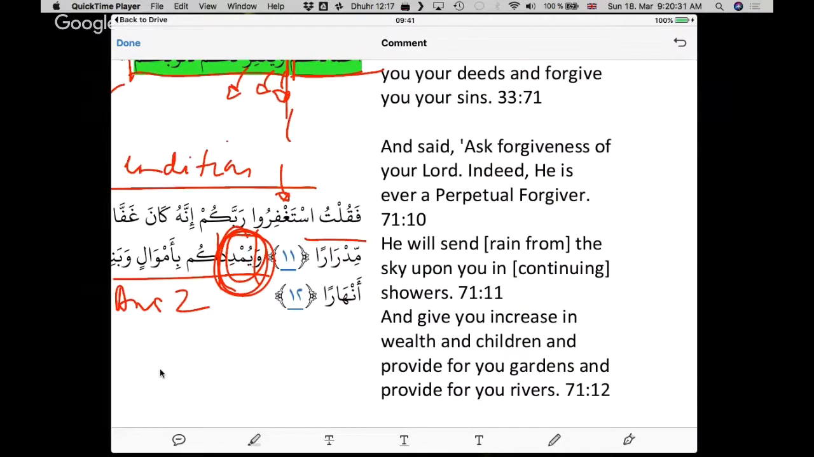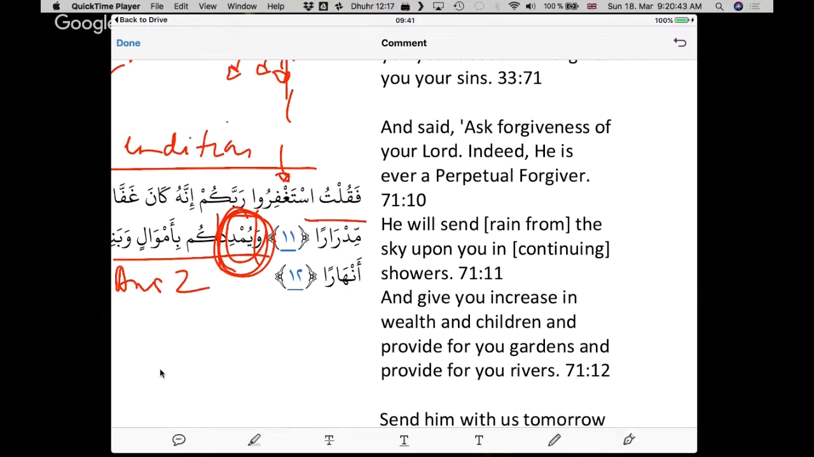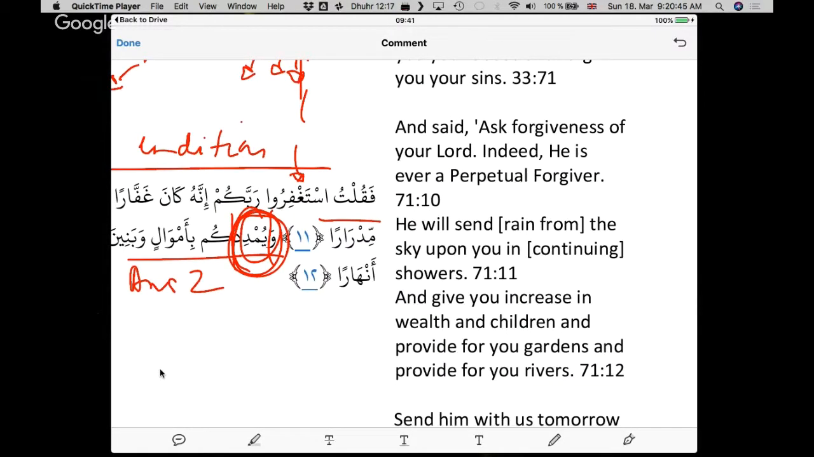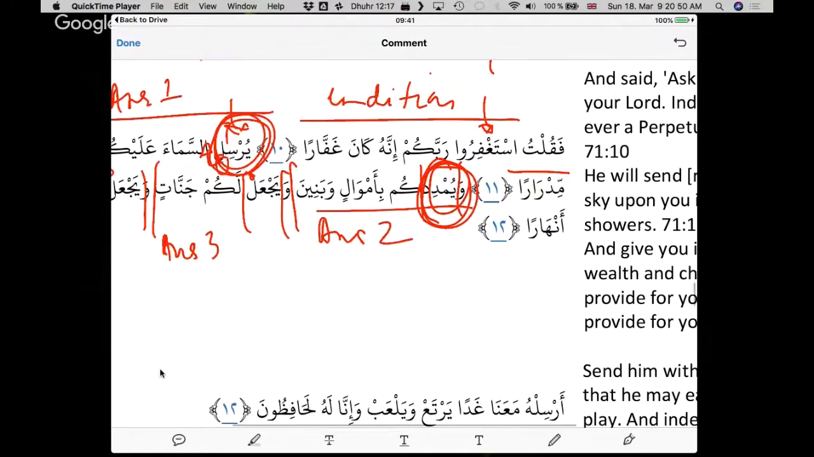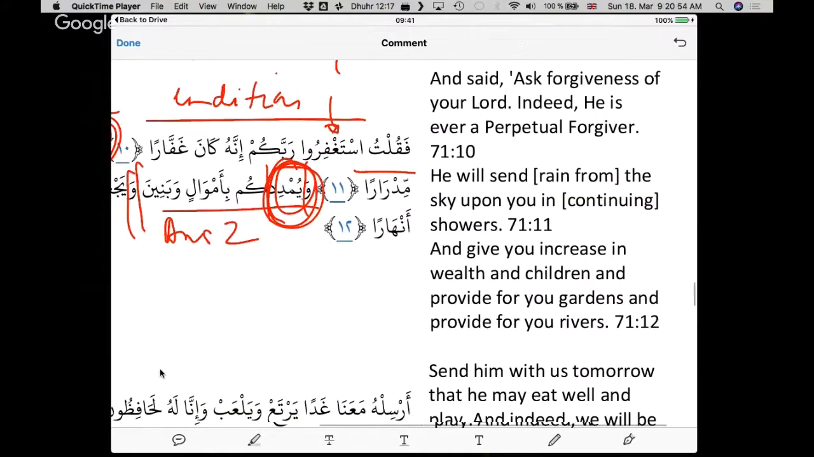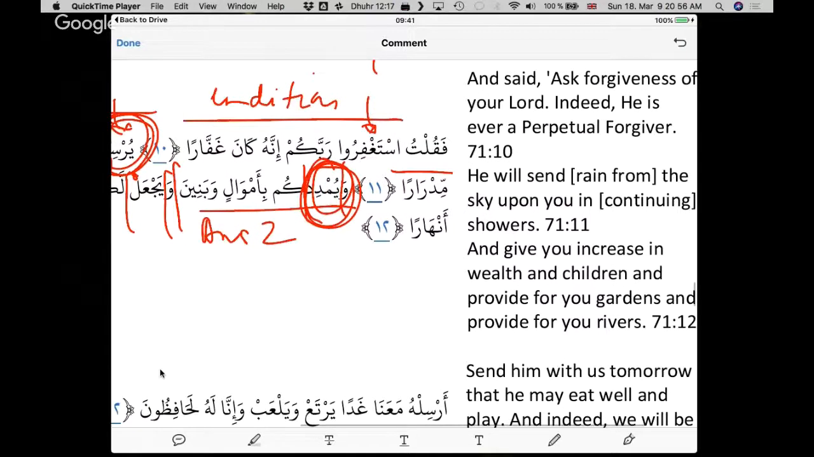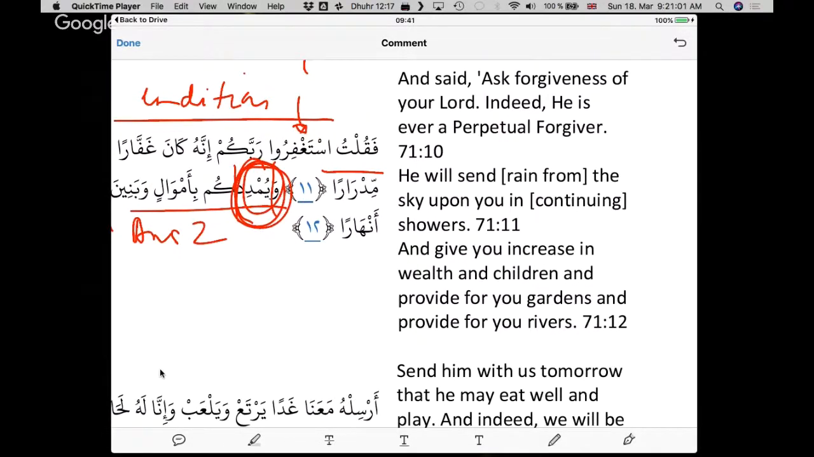And said, ask forgiveness of your Lord. Indeed, He is ever a perpetual forgiver. It means always forgiving. That's the condition. And now look at the consequences. He will send rain from the sky upon you in continuous showers, which is this part: yursilis samaa alaykum midrara. And then wayamdidkum bi amwalin wa banina, and give you increase in wealth and children.